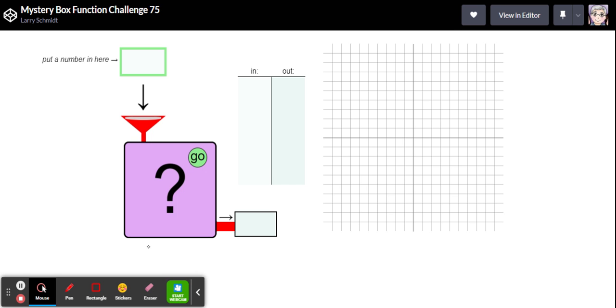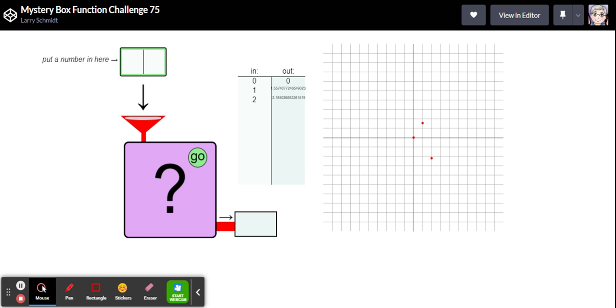All right, I'm going to begin with a 0. And 0 gives us 0. Okay, how about a 1? And a 1 is some kind of decimal. Okay, how about 2? Oh, didn't expect that. So maybe we've got an absolute value function here.